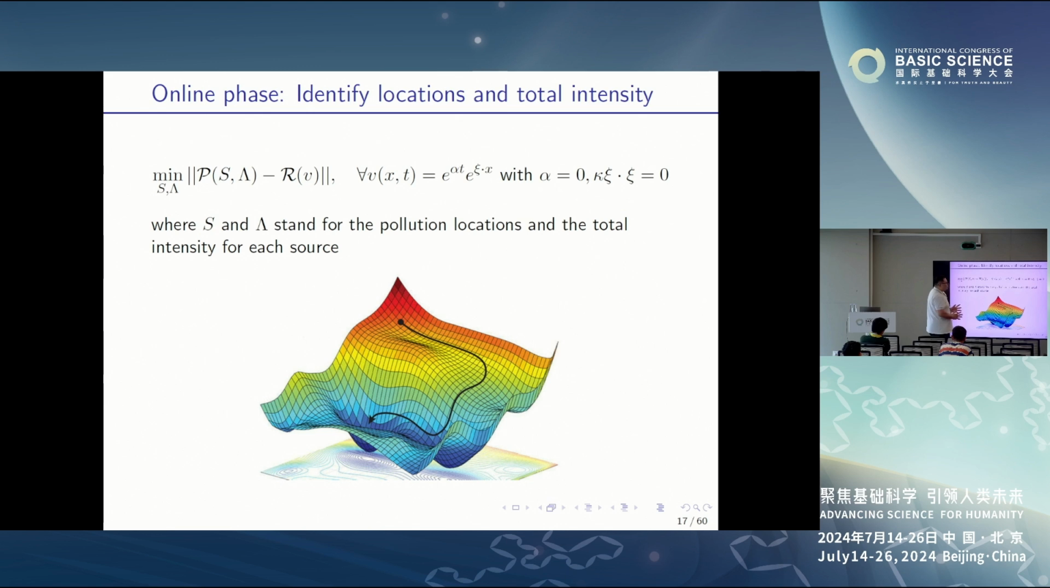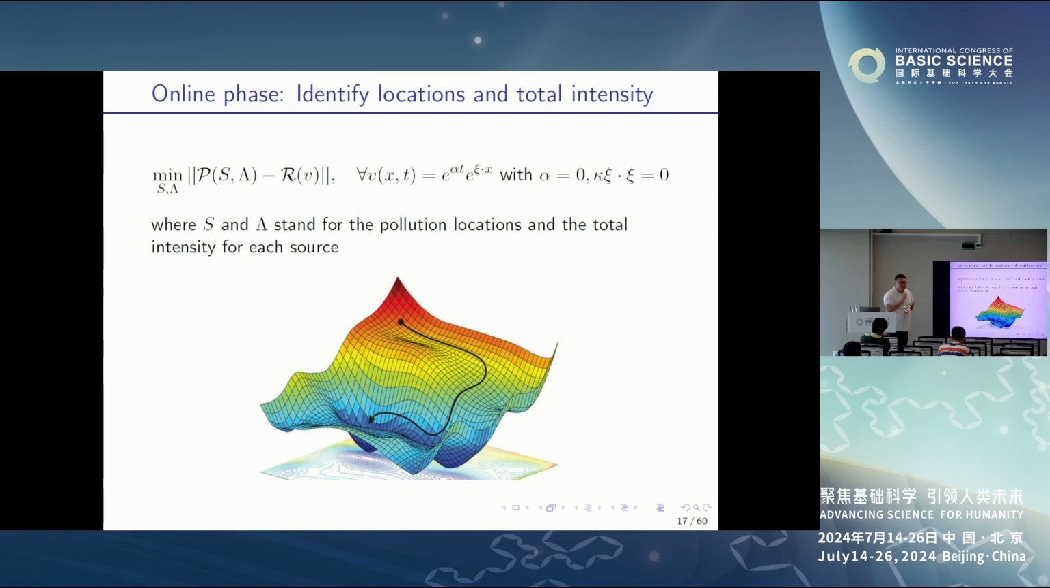And then the minimization here is quite simple. So actually we divide our online phase into two parts. The first part is to use those RV to find the location and the total intensity. Total intensity means we do the integration over time. That's the total pollution amount when you do the emission. Okay, so the first part we're going to reconstruct the locations, and also the total intensity.